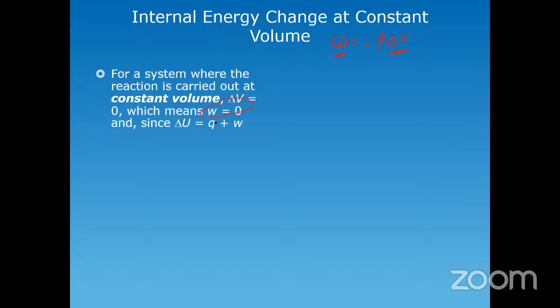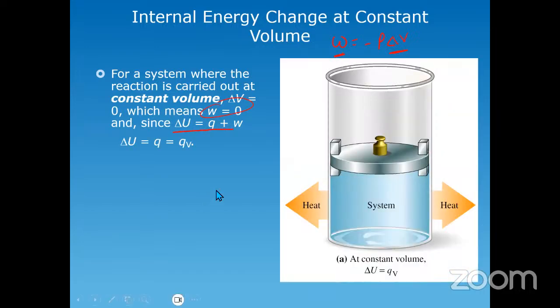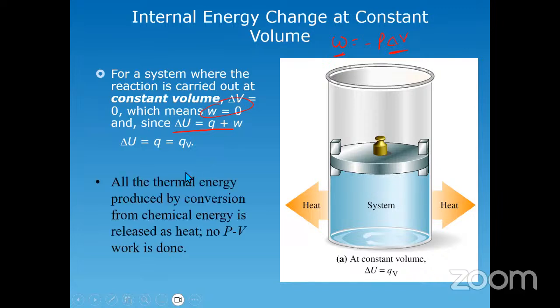Now, if work is equal to 0, then because of this equation, delta U will be equal to Q, and we put a little V here, QV, to indicate that we're talking about constant volume conditions. The way we would interpret this is that, let's say we're dealing with an exothermic process, all the thermal energy produced from the chemical reaction will be produced as heat, and there'll be no PV work done. So that's what happens under constant volume conditions.